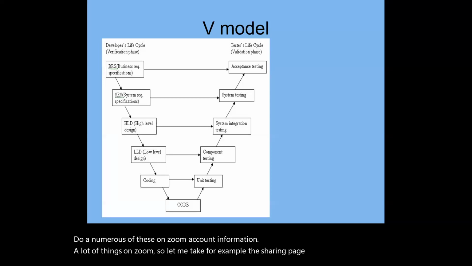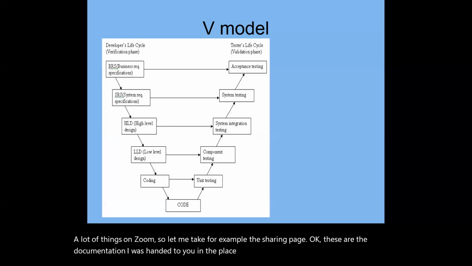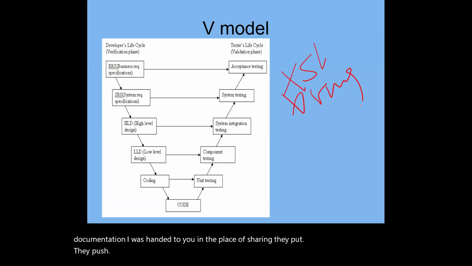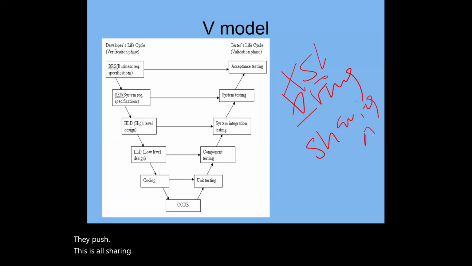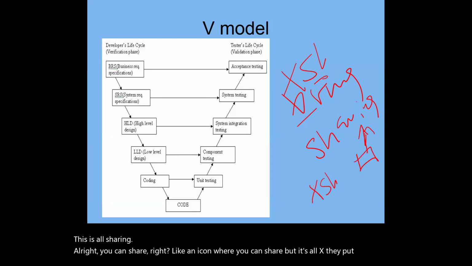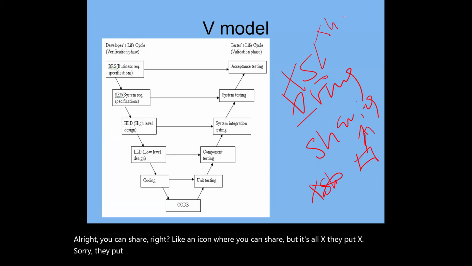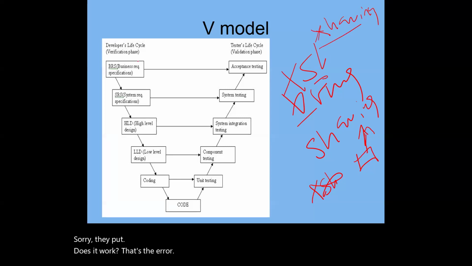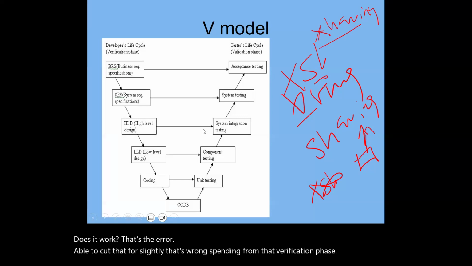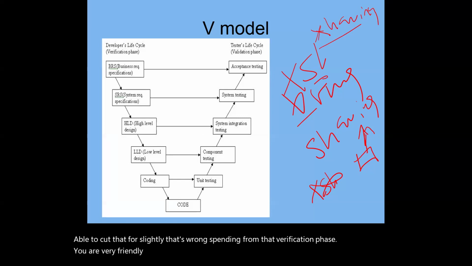Say this is the documentation that was handed to you. In the place of sharing, they put something wrong. You can share, right, like an icon where you can share, but they put an X instead. That's a bug, that's the error. You are able to catch that wrong spelling in the verification phase. You are verifying that documentation for the Zoom meeting software, which is the end product.